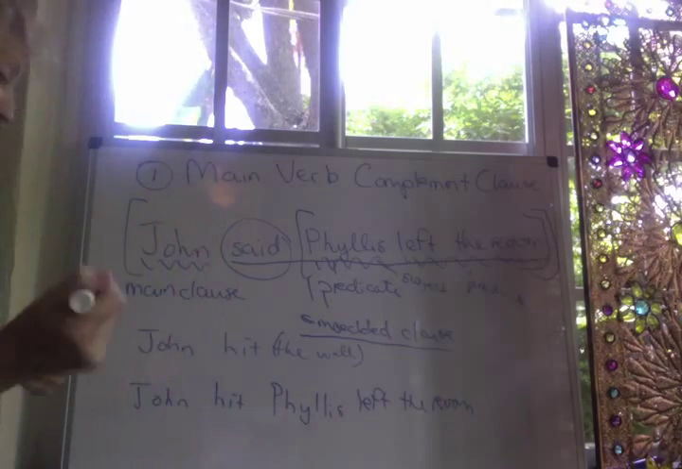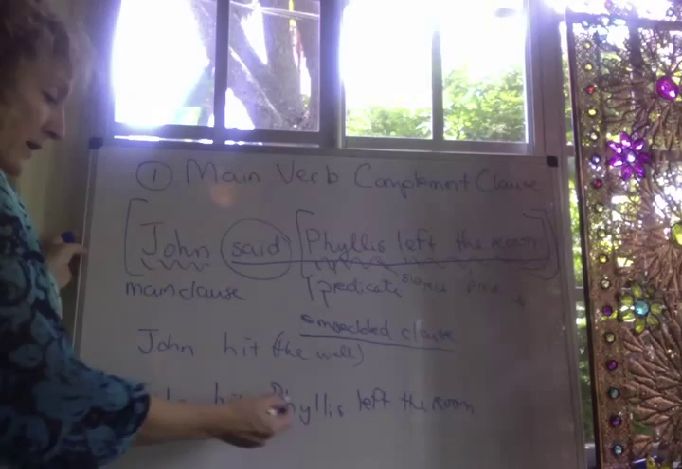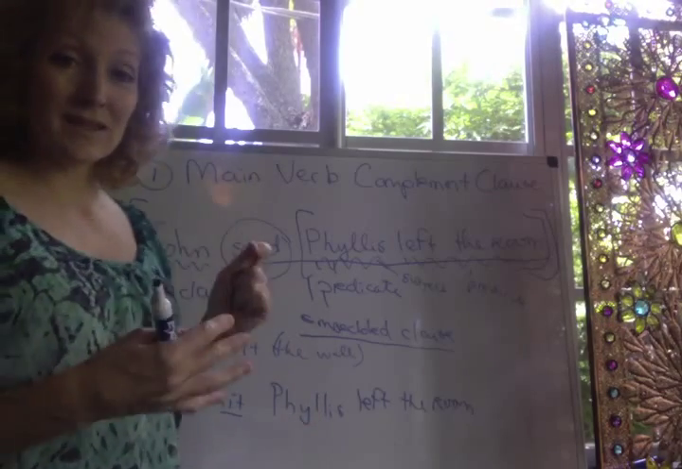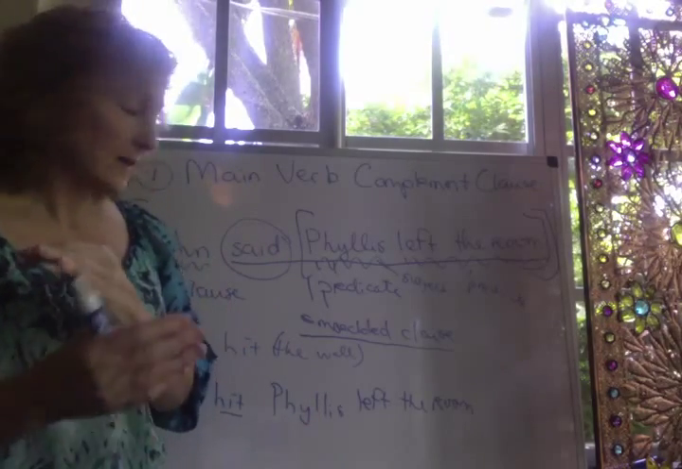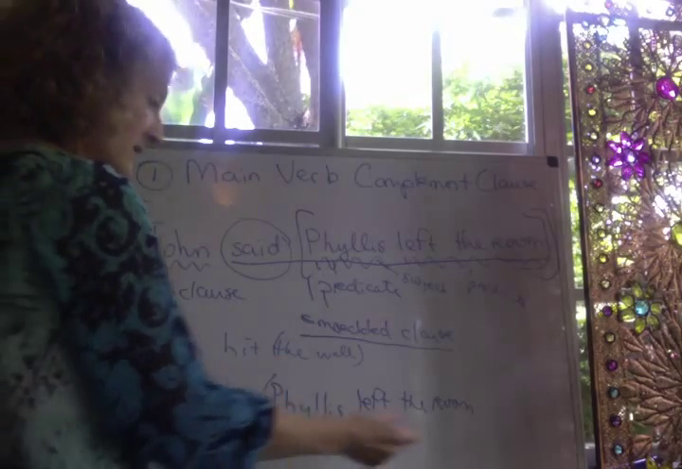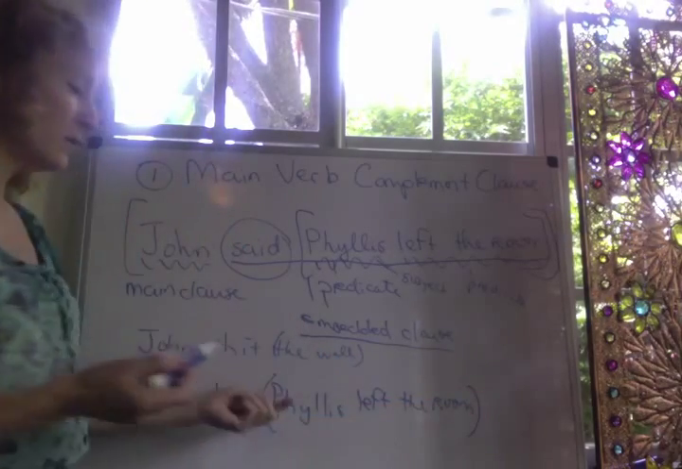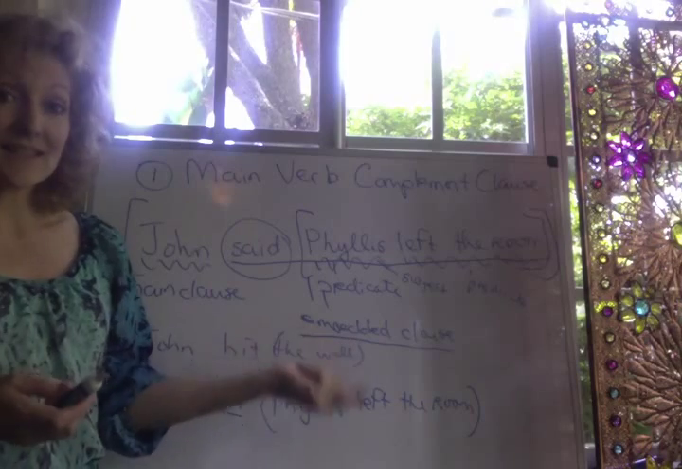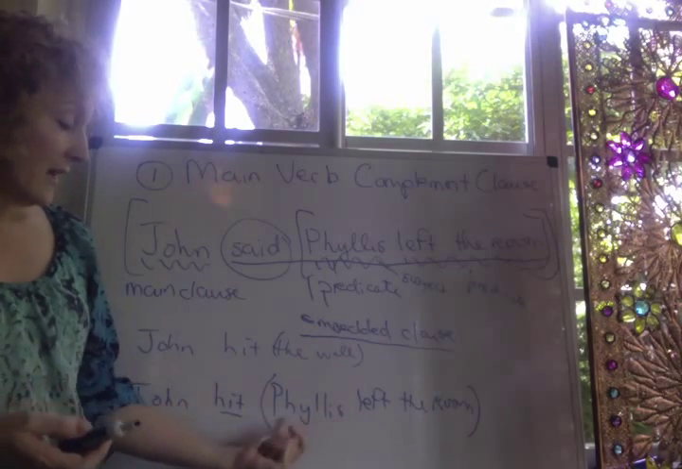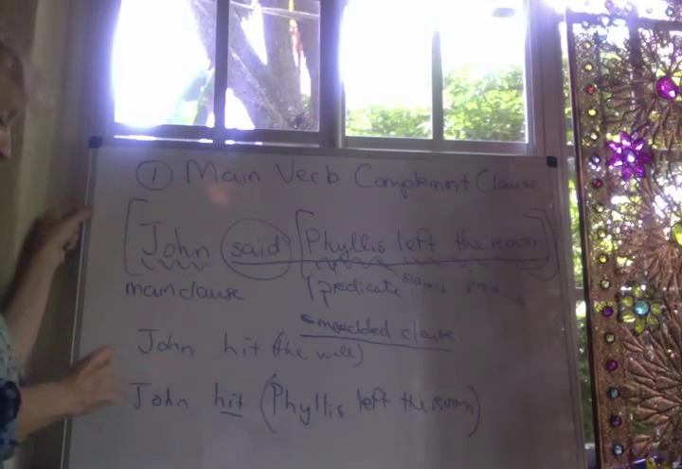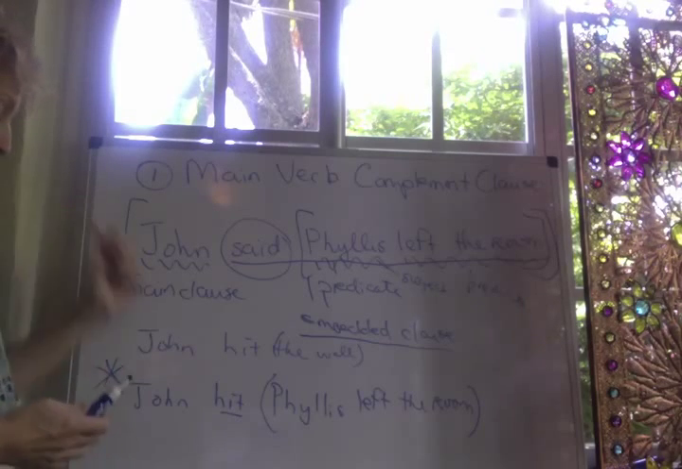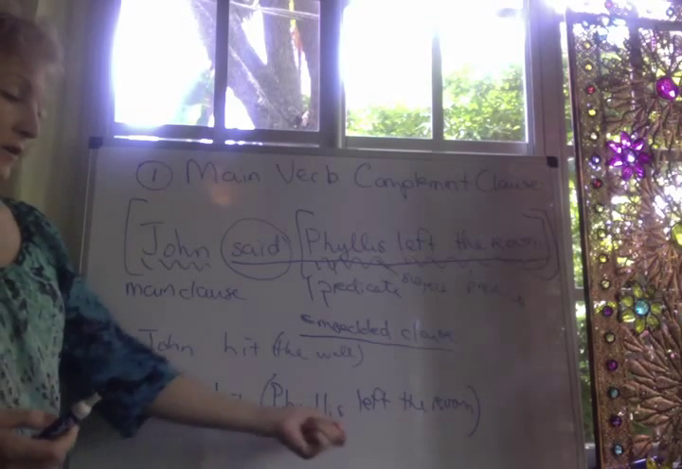Because we know that hit is the type of verb that can have something following it. We know it's the type of verb that can have a complement. However, this particular type of complement, in other words, a sentence itself, is not possible with a verb like hit. So we're going to put an unacceptable mark here for John hit, Phyllis left the room.